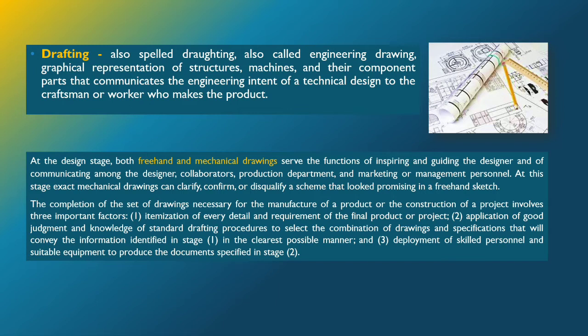Both freehand and mechanical drawings serve the function of inspiring and guiding the designer and of communicating among the designer, collaborators, production department, and marketing or management personnel. At this stage, exact mechanical drawings can clarify, confirm, or disqualify a scheme that looked promising in a freehand sketch. Actually, both the sketch and exact mechanical drawing are essential parts of the process of designing, and both belong to the field of drafting. After the basic design has been established, drafting skills aid in the development and transmission of the wealth of data necessary for the production and assembly of the parts.